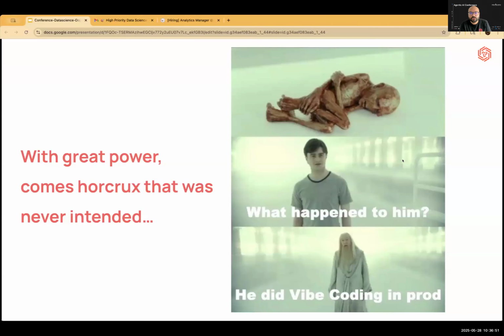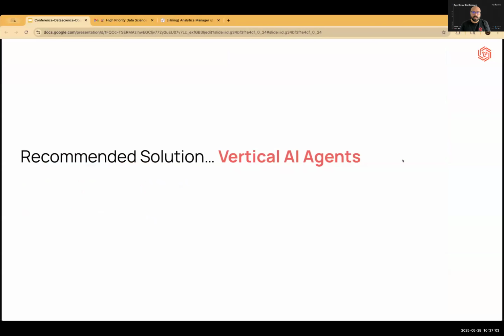Where did something break? You don't know where things are breaking for you. You don't know where anything is working out for you. You're like, okay, somewhere something is working. I don't know what's happening. So in order to prevent that, you have to build vertical AI agents.